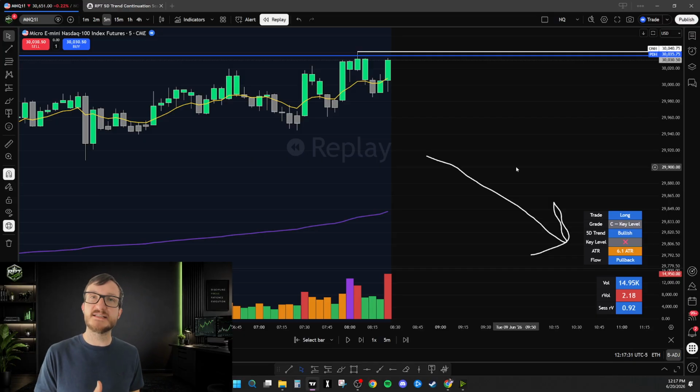Because I trade continuation, I look for signs of strength. I want a trending environment. I'm not going to get trending environments if we're below key levels, okay?